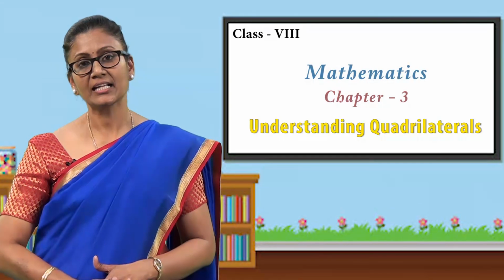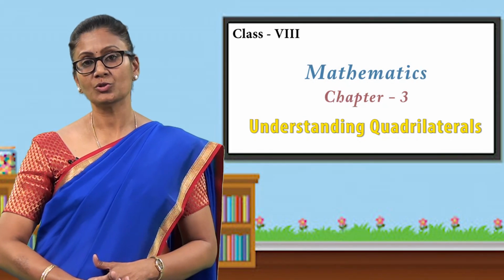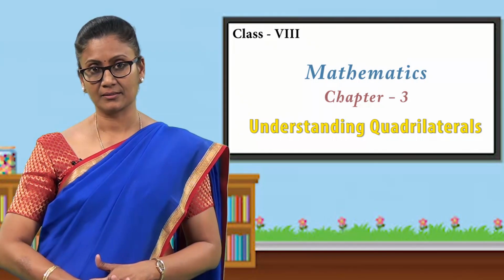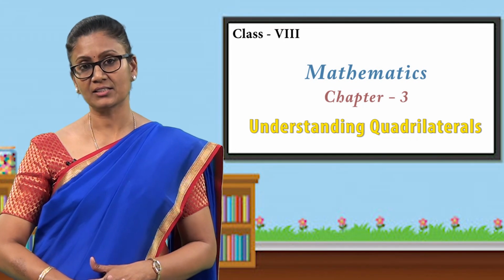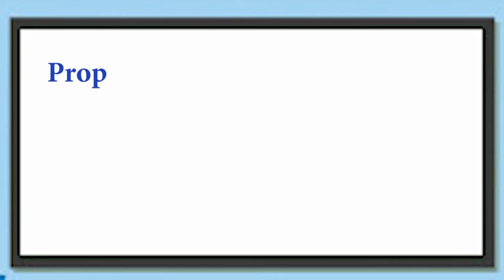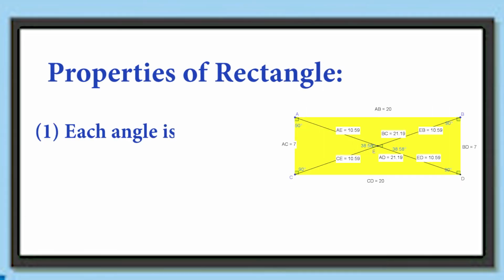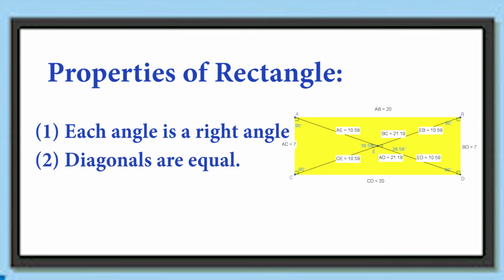Yes, a rectangle is a parallelogram all whose angles are right angles. So now let's go and list the properties of a rectangle. Properties of a rectangle. Each angle is 90 degrees and the diagonals are equal.